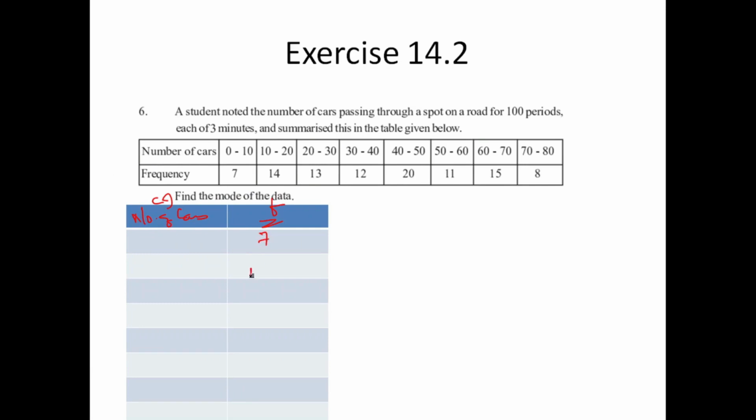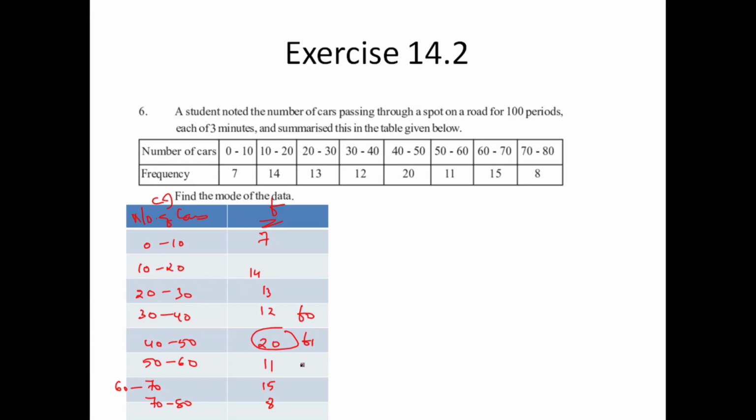So let me write the frequency 17, 14, 13, 12, 20, 11, and here you are having it. At last, this is your 72. The above one is 60 to 70. One is 50 to 60. The next is 40 to 50. The earlier is 30 to 40. The earlier is 20 to 30. The earlier is your 10 to 20. This one will be your 0 to 10. If you're looking at this data, this is your highest, F2. And this should be the value of F.